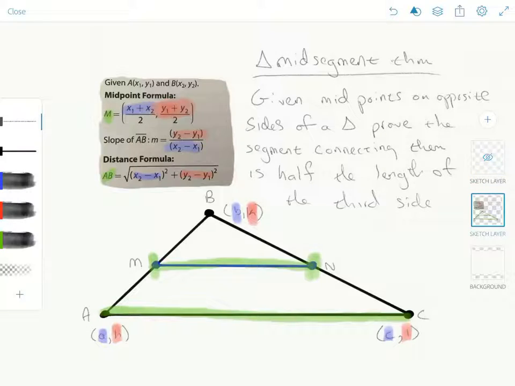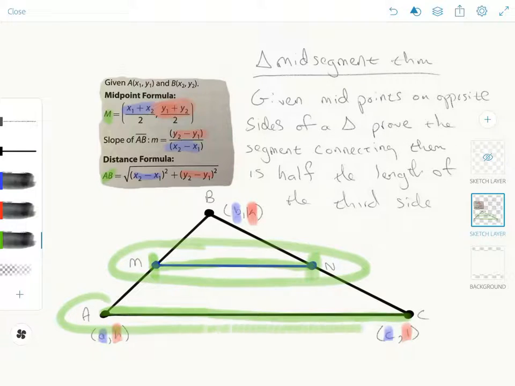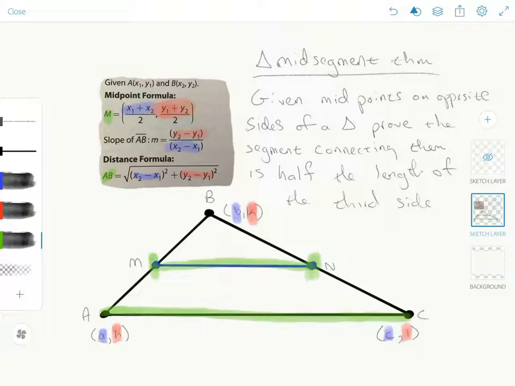Okay, this is part 2 of our triangle midsegment theorem video. And in this part, I'm going to prove that MN is exactly half the length of AC, as that is the second half of the triangle midsegment theorem's claim.